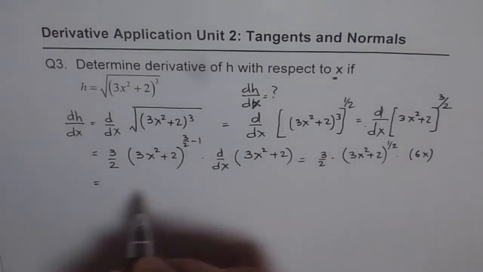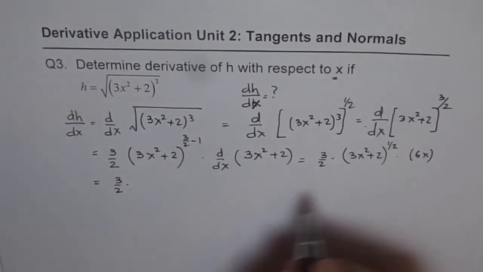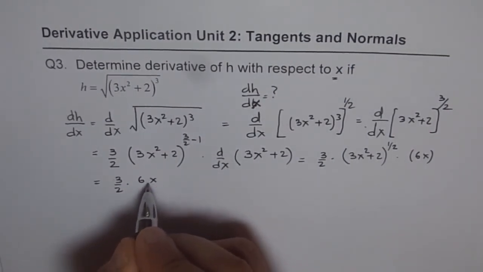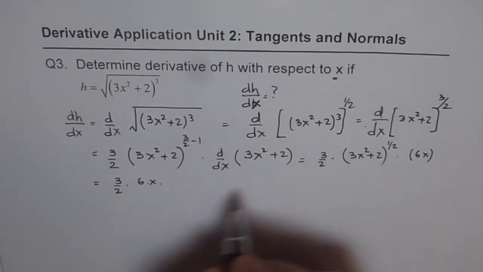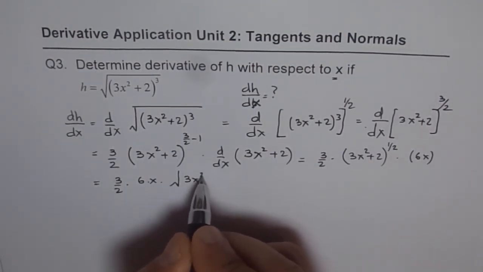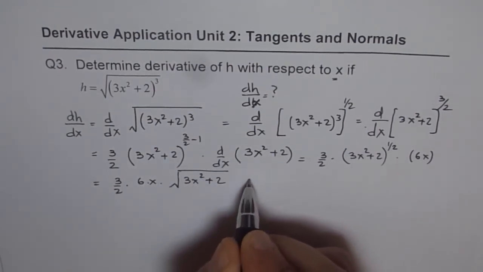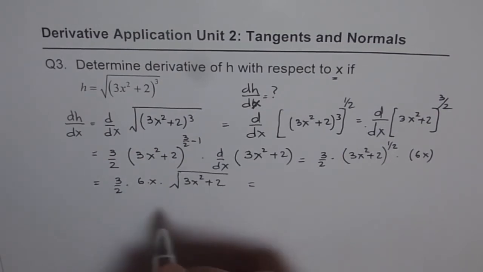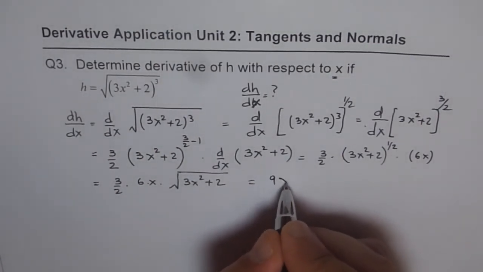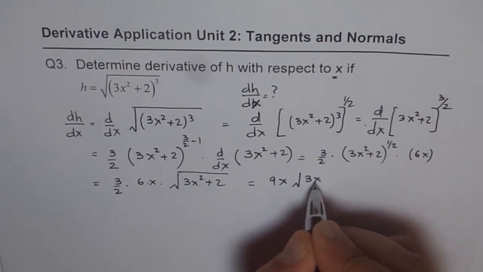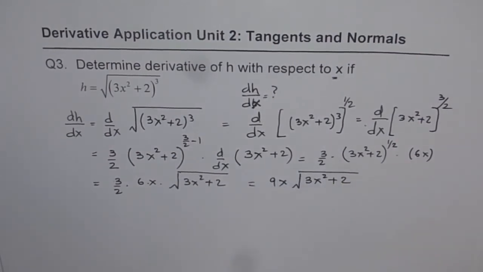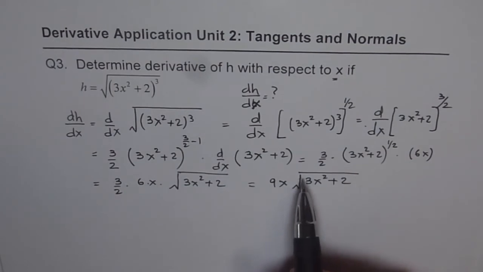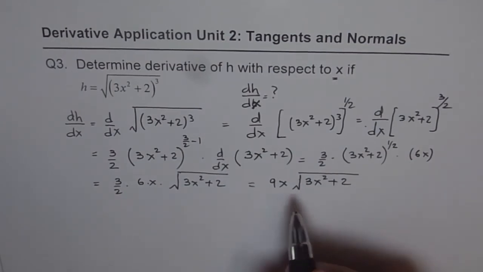So let me rewrite this nicely. 3 over 2 times 6x, times the square root of 3x squared plus 2, right? And this could be simplified further. 6 divided by 2 is 3, and so we get 3 times 3 is 9. So we get 9x times the square root of 3x squared plus 2. Right. So that is our answer. So dh over dx is equal to 9x times the square root of 3x squared plus 2.